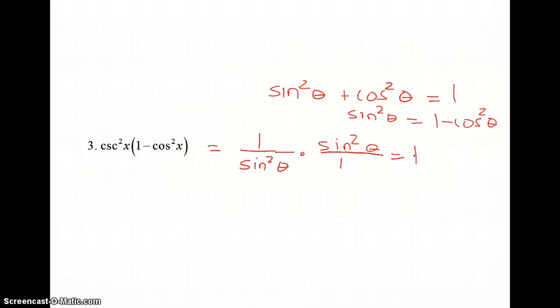So the reason these problems are tricky is because it's not obvious. You have to think about it. So when we get to class, we're going to work on these, and we're going to work together in groups so that you can figure out how to rewrite these expressions and eventually solve trig proofs.